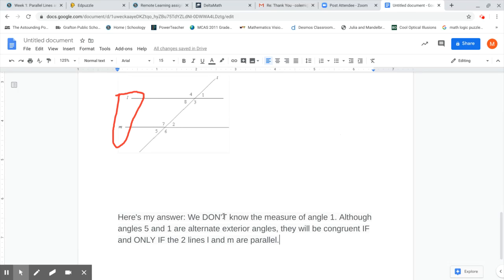So here's my complete answer. We don't know the measure of angle 1. Although angles 1 and 5 are alternate exterior angles, they are alternate exterior angles regardless of whether the lines are parallel, but they will only be congruent if, and only if, the two lines L and M are parallel. So this is a complete answer. You're saying we don't know the measure of angle 1. Angles 1 and 5 do have a special relationship, but that relationship does not say anything about their angle measures unless the lines are parallel, and we don't know that. There were a few people who gave a pretty good explanation, but very, very few. Most people missed the idea of the lines being parallel.